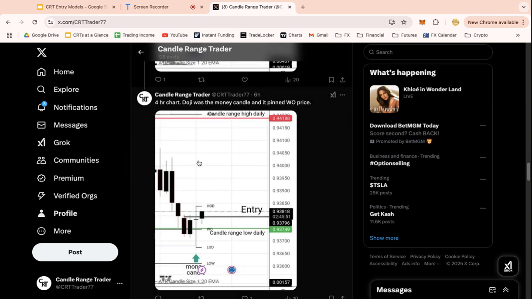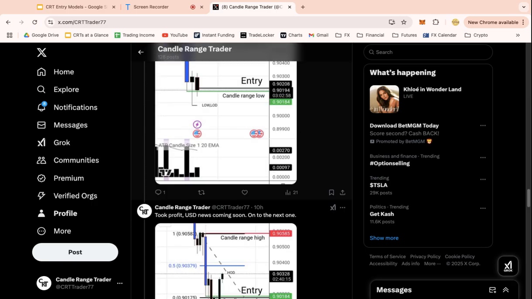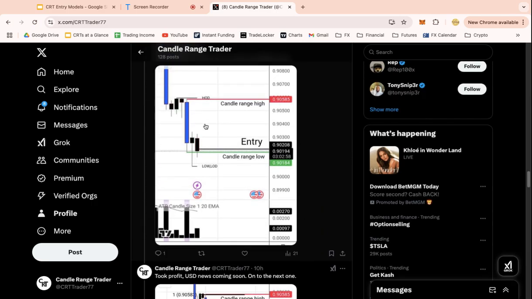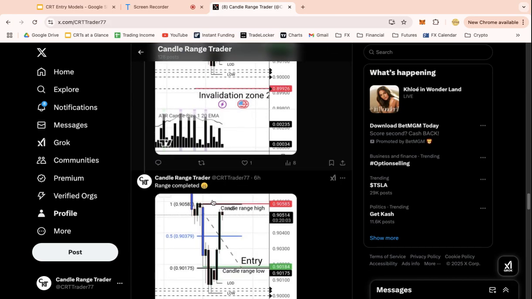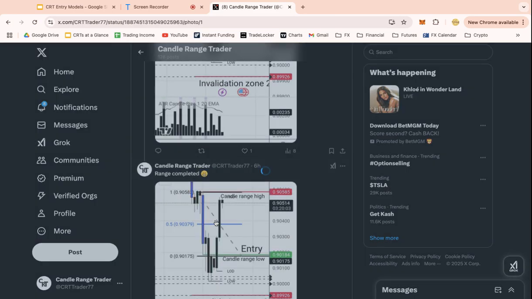This one here was, let's see, where's the other one I took? Yeah, this one here was dollar Swiss. This was from yesterday, February 5th, using the 4-hour model that I just went over. So the entry, see how they got the money candle right here, poke below the range, close inside of it. The ATR range is here. And then the general result is that the range was completed right here.